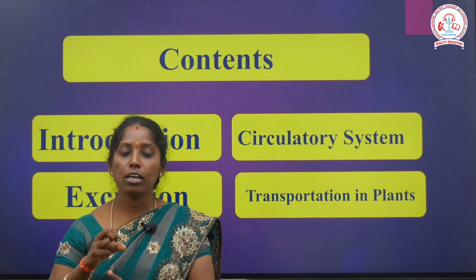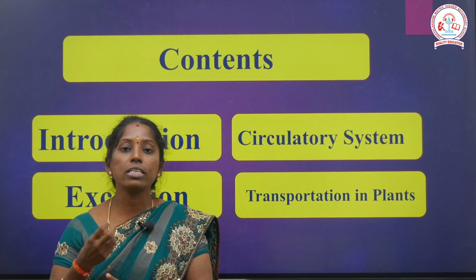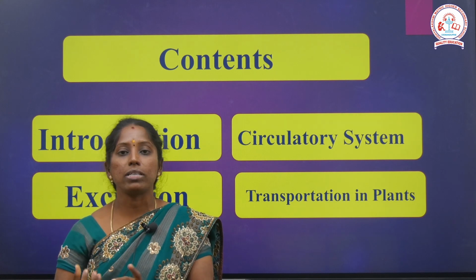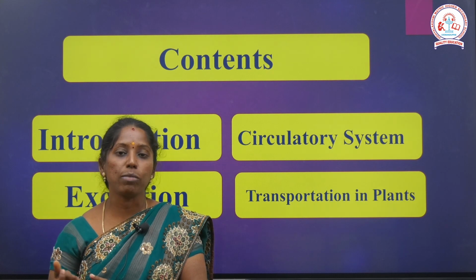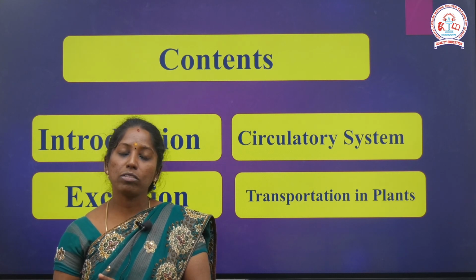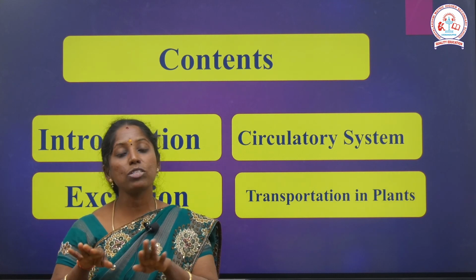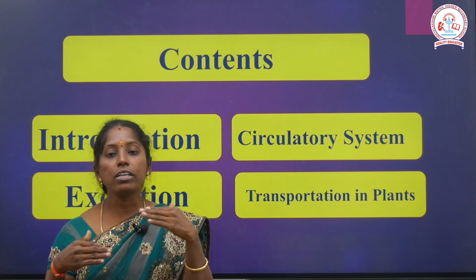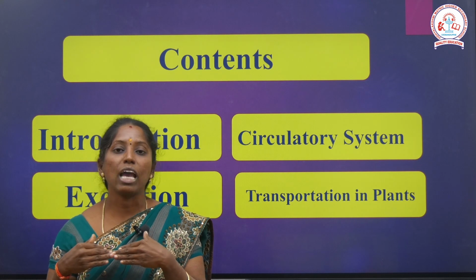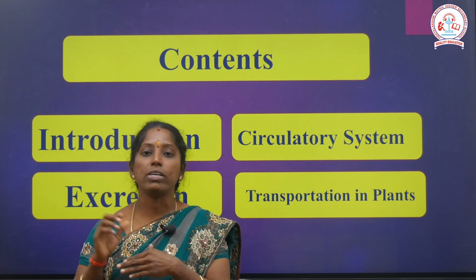One is arteries, another is veins, next is capillaries. Arteries carry oxygen rich blood from the heart to all parts of the body. Veins carry carbon dioxide rich blood from all parts of the body to the heart. Capillaries join the arteries and veins. They connect arteries and veins. They are very thin blood vessels.